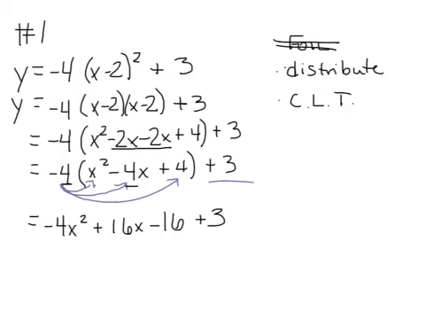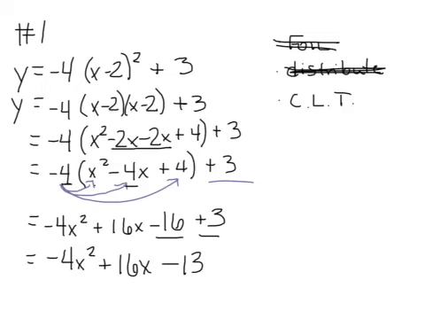So now we're done with the distribute, and we're going to do the final step, combine like terms. Well, the only like terms here that we can combine are the -16 and the +3. So our final answer is going to be -4x squared plus 16x minus 13.